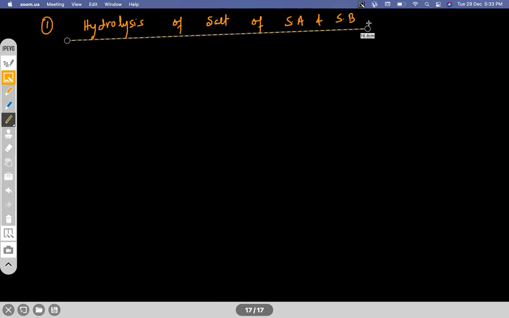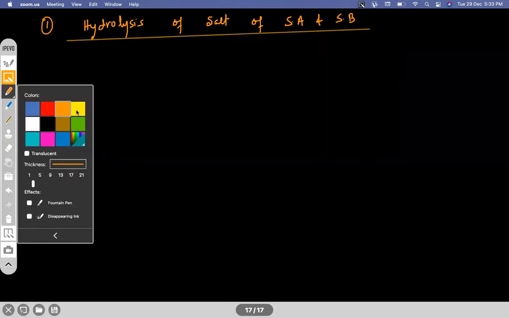First condition, all of you write down: hydrolysis of the salt of a strong acid. SA stands for strong acid. SB stands for strong base. Hydrolysis of the salt of a strong acid and a strong base.